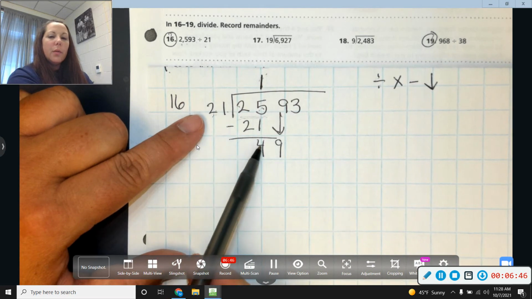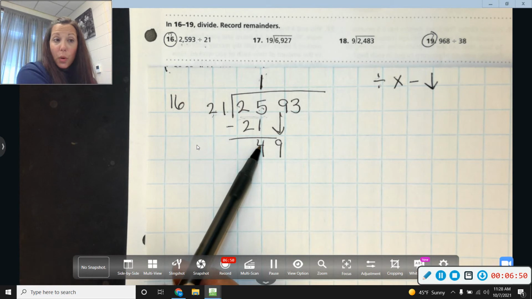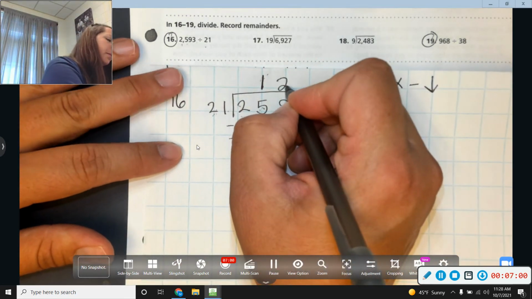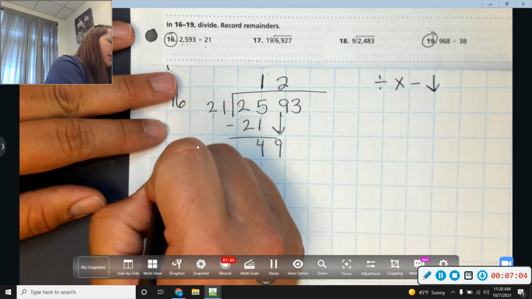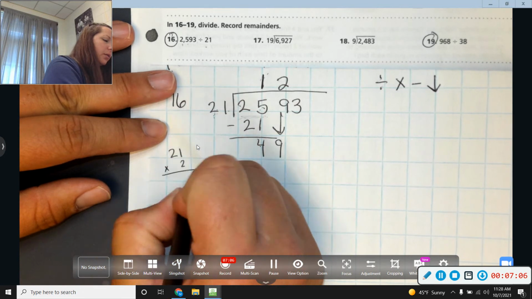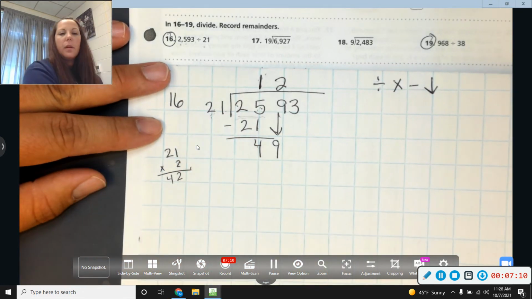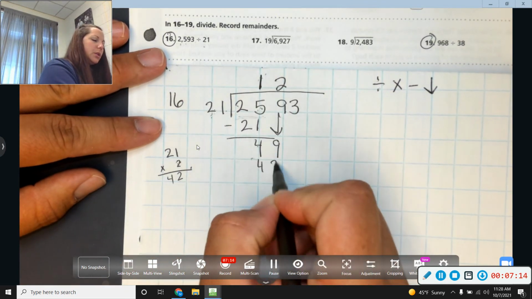21 goes into 49. Well, I know that if I can count by 20s, 20, 40, 60. So 3 times would be too many. So it's going to have to be 2 times. Okay? 2 times 21. If you're not sure how to do that in your head, just write it down. 2 times 1 is 2. 2 times 2 is 4. Okay? So 2 times 21 is 42.